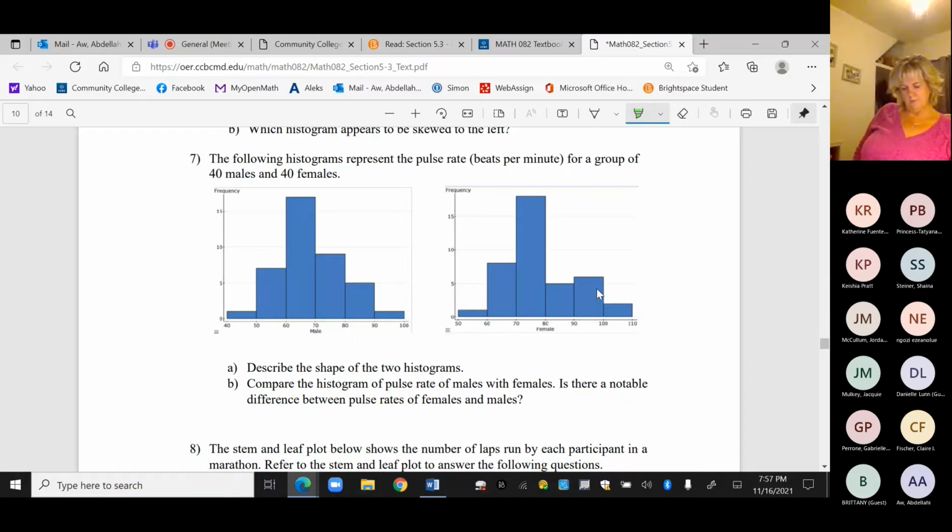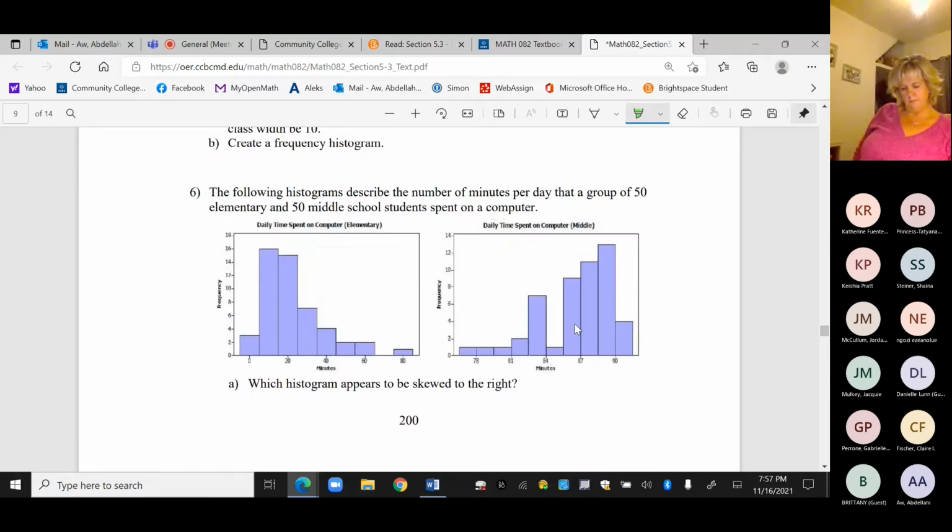The one next to it, okay? This one right here. We can say this one is skewed right. So we can make that case. Okay, that's for vocabulary, of course.